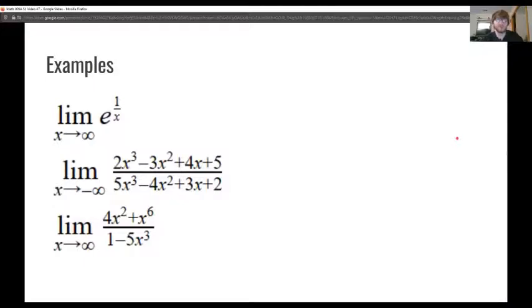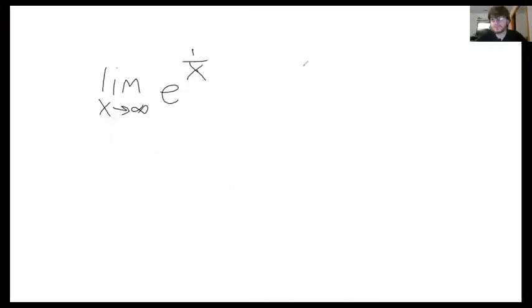So we have a couple examples. Let's go to the whiteboard and work on these. Here's our first example. We have the limit as x approaches infinity of e to the 1 over x. This is kind of going back to our composition. The first thing we want to do is apply the limit to the one part that it applies to, which is 1 over x. So let's find this first.